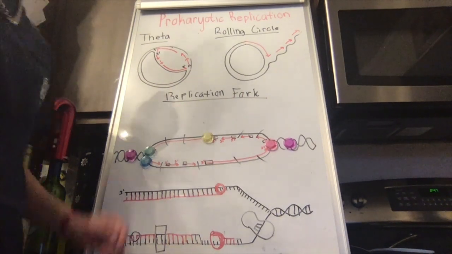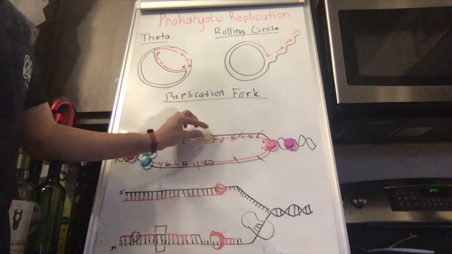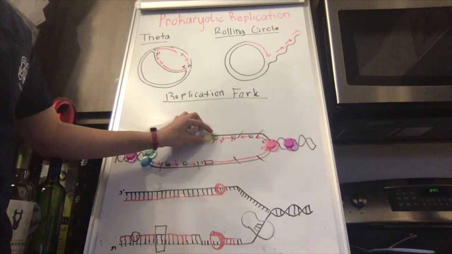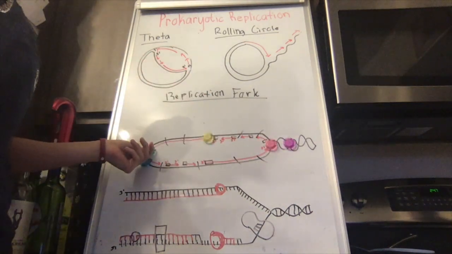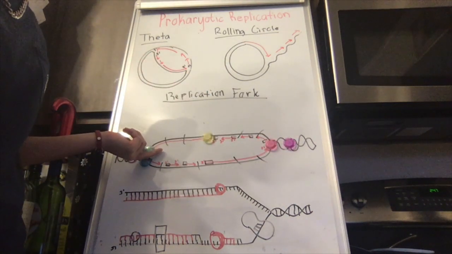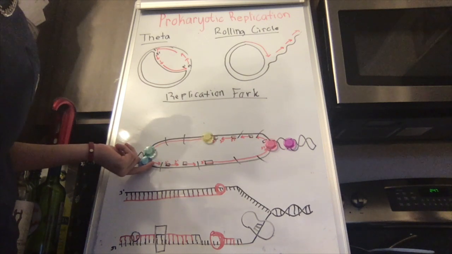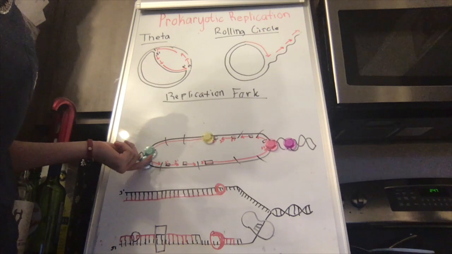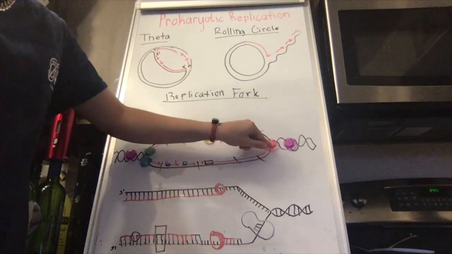Here's a close-up of what's actually happening at the replication fork in prokaryotic replication. This yellow magnet represents the origin of replication, and you can see that the replication bubble opens up around it. Helicase, the green magnet, is what attaches at the replication fork to move the fork and bubble outwards by breaking hydrogen bonds as the replication fork moves along the DNA. Primase is needed to make RNA primers for the DNA polymerase III to add bases to. This combination of primase and helicase is called a primosome.